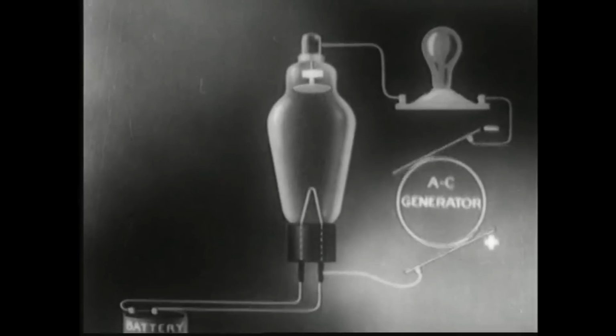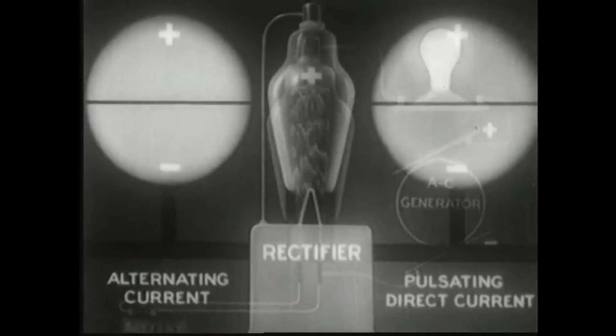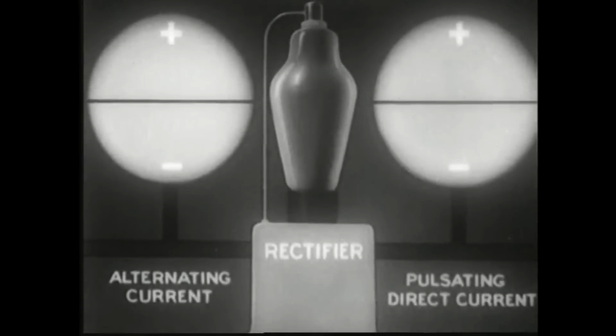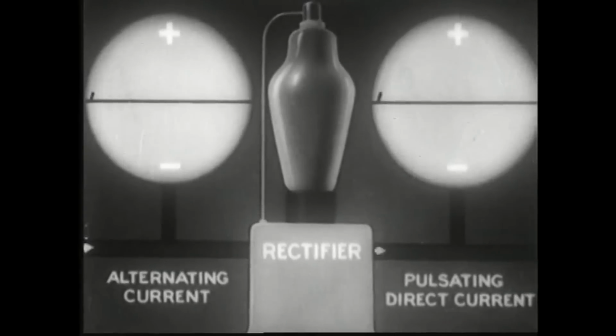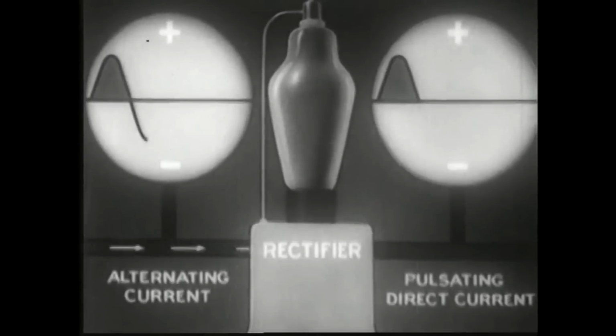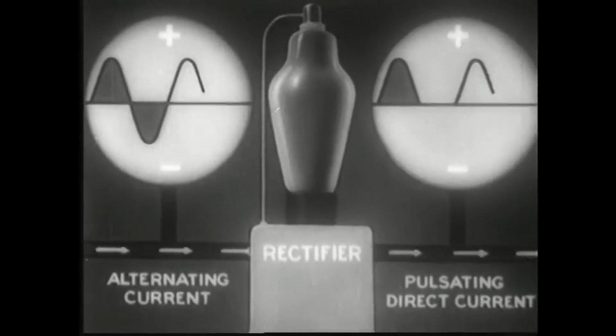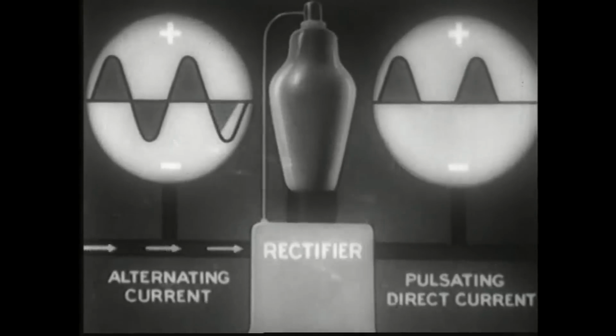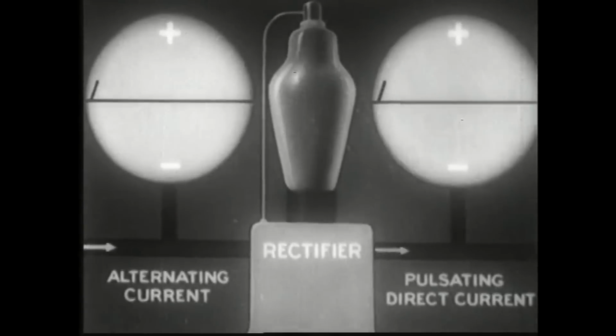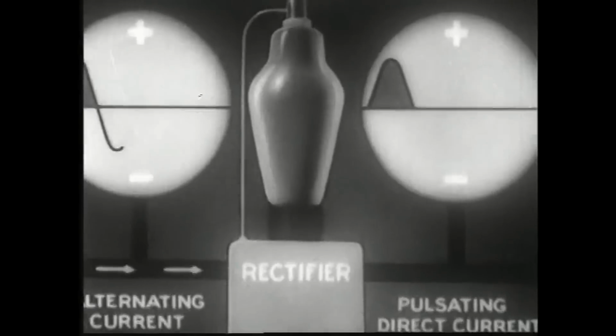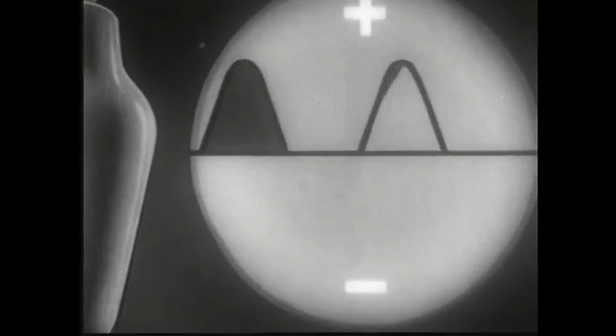We can visualize the result of the tube's rectifying action with the aid of these two oscilloscopes. The one on the left shows alternating current coming in. The one on the right shows pulsating direct current going out. The applications of this basic rectifying principle are many and important.